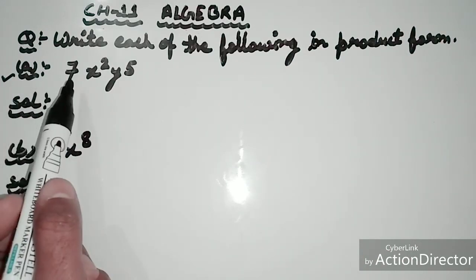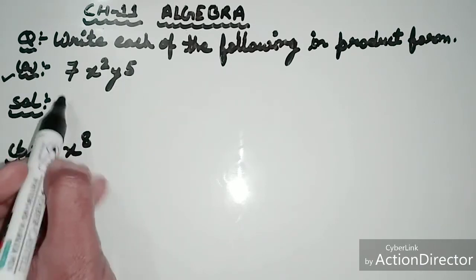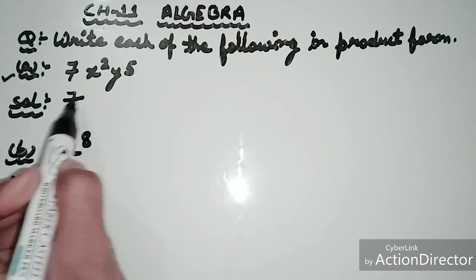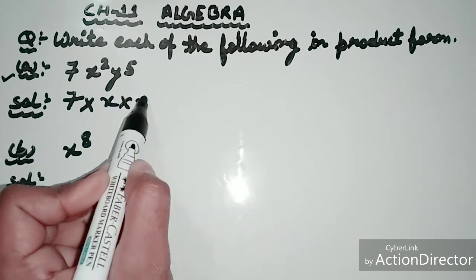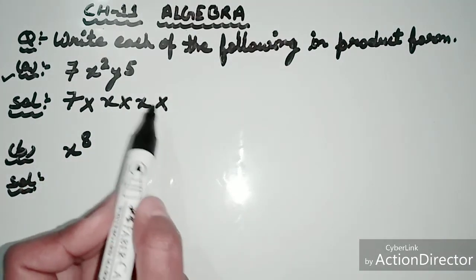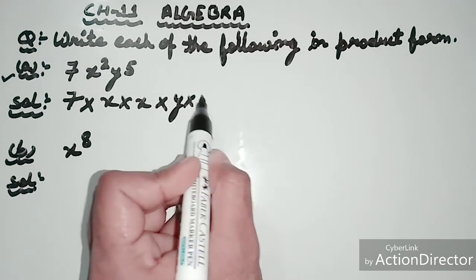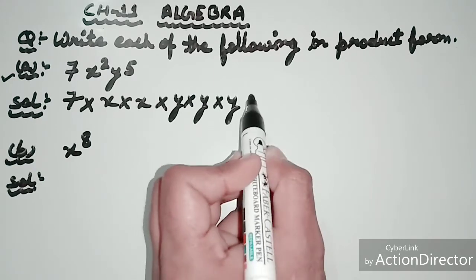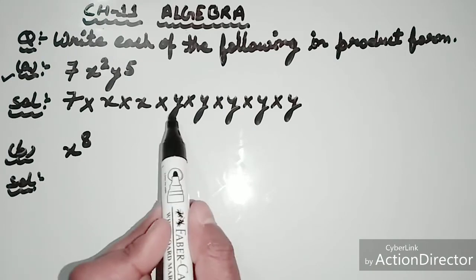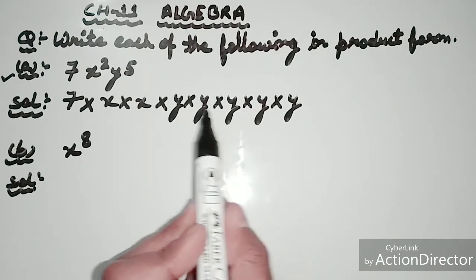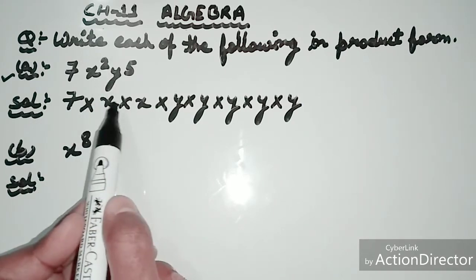Now the next example, write each of the following in product form. Example number A, 7 x to the power 2 and y to the power 5. So here we write 7, x in 2 times, x multiply by x, and y in 5 times, y multiply by y multiply by y multiply by y multiply by y. Y in 5 times, 1 2 3 4 5, and x in 2 times, 1 2.